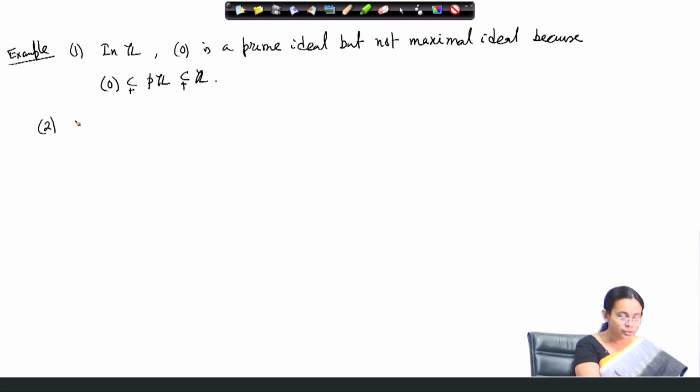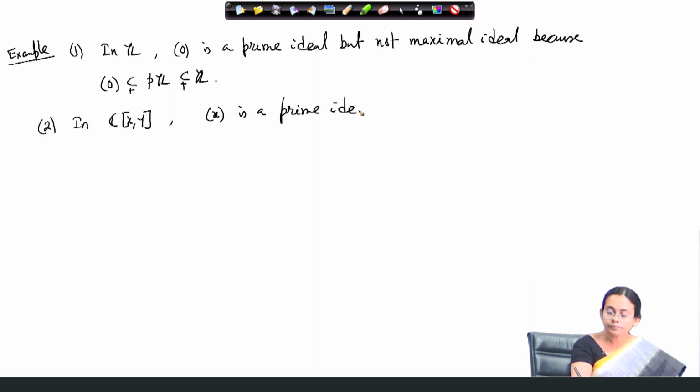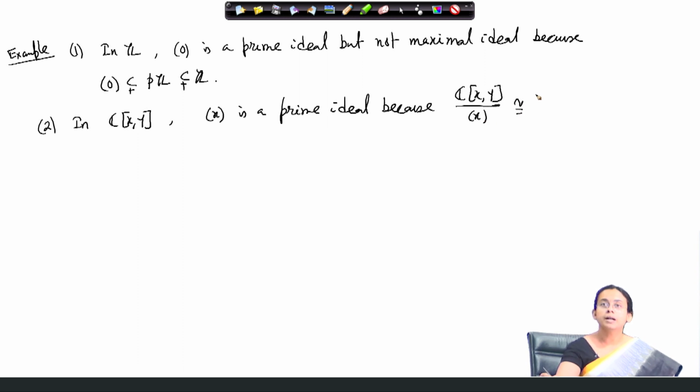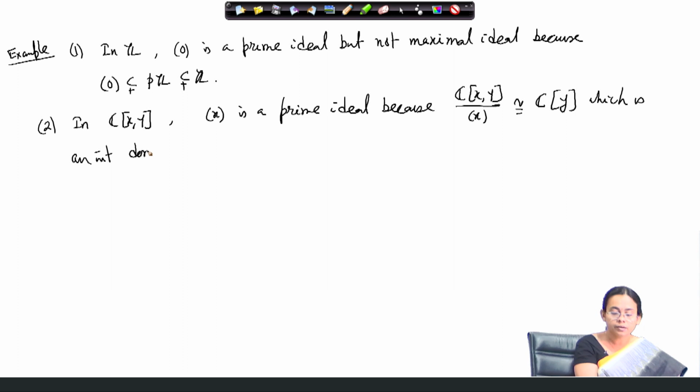Moreover, you can look into the polynomial ring in two variables, say C[x,y]. In this case, we can see that the ideal generated by x is a prime ideal. Why? Because if I consider the quotient by this, then this is nothing but isomorphic with C[y], because here the ideal generated by x means all the polynomials which involve the term x become 0, so only the polynomials with coefficients in C and indeterminate y will survive. So, this is isomorphic with C[y], which is an integral domain, because it is a polynomial ring over a field, which is an integral domain, and hence this is a prime ideal, but this is not a maximal ideal.